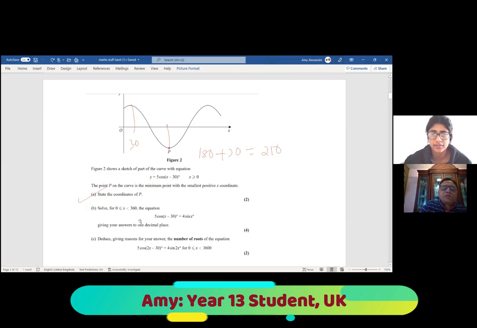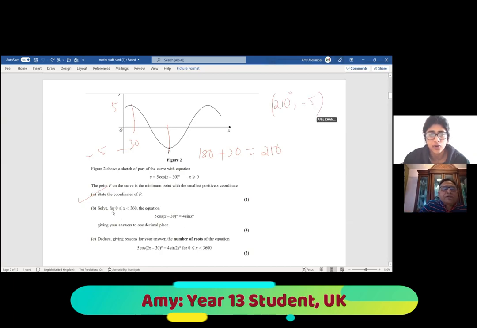And this is times 5, so it would be minus 5. So P is 210 degrees and minus 5, correct.